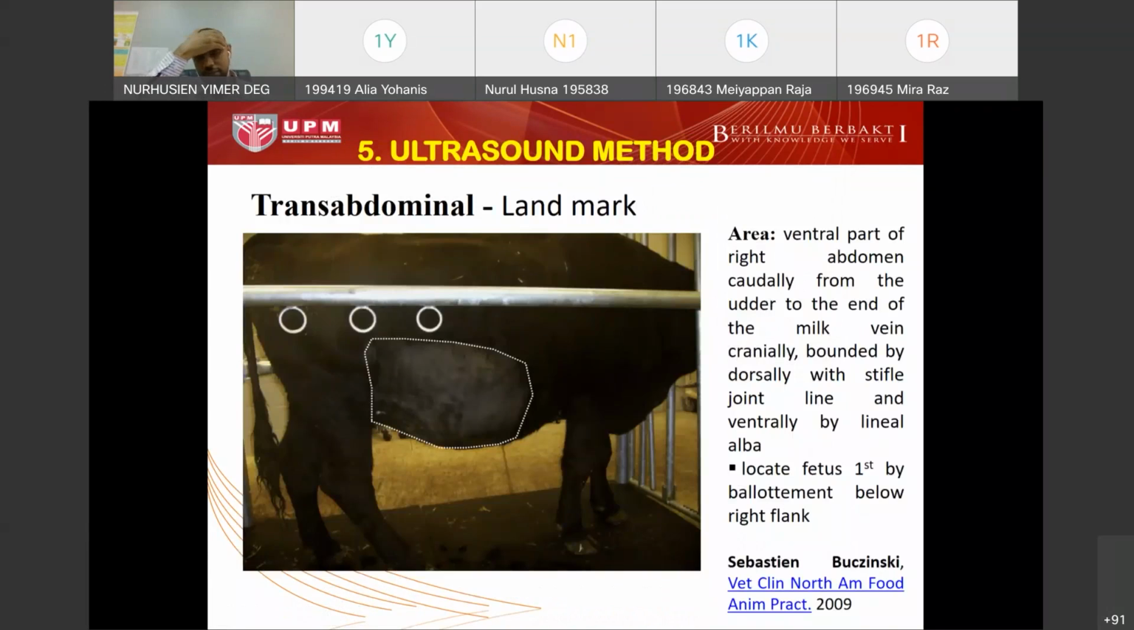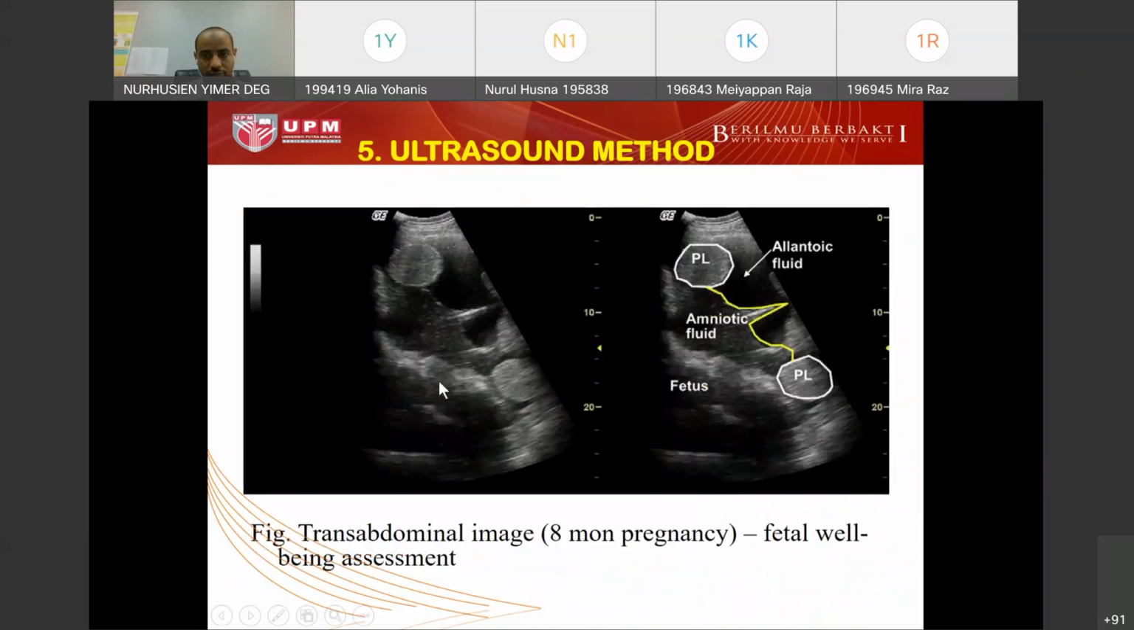The transabdominal method, as I said, is not a common method. And if it is applied, it's going to be during the late or advanced stage of pregnancy, which is more than 6 months of pregnancy. And this is the location where you can scan abdominally. This is just cranial to the stifle joint, bounded by the linea alba from the bottom and caudally by the ribs. So this is the area where you can perform the scanning.